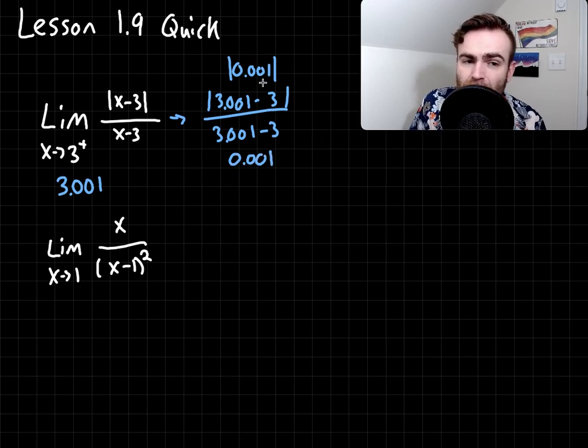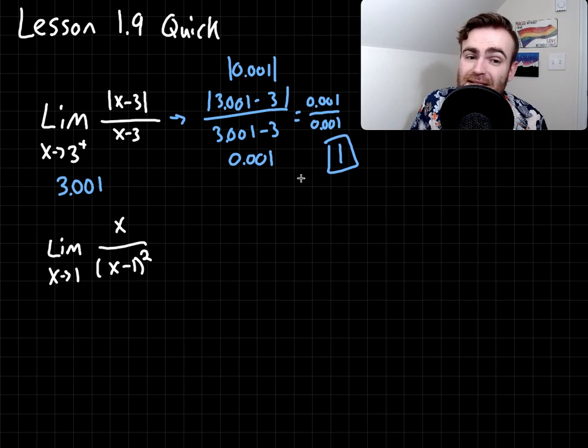The absolute value, all that does is evaluate the distance from 0. In this case, a positive number's distance is still positive. So we get 0.001 over 0.001, which is 1. So this limit, on the right-hand side at least, approaches 1.